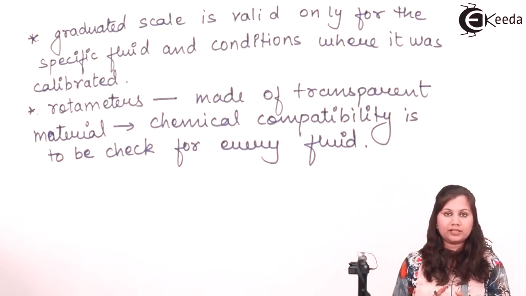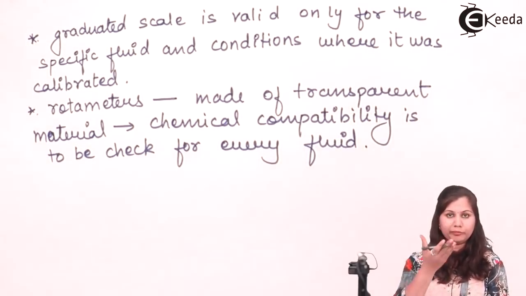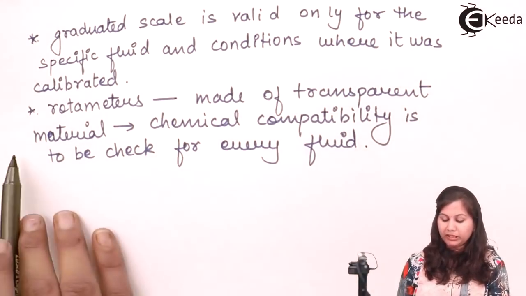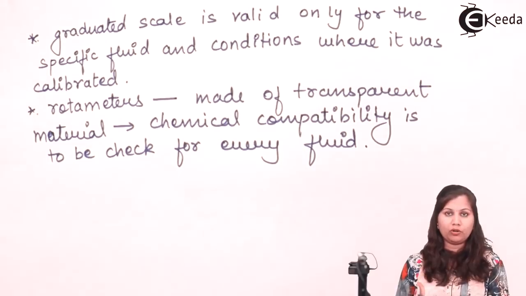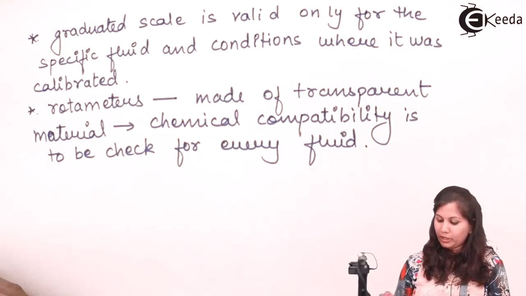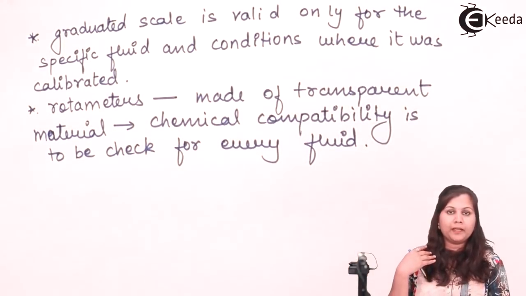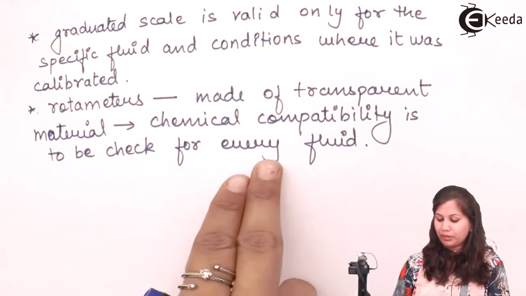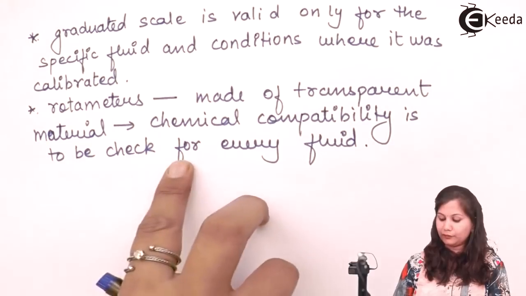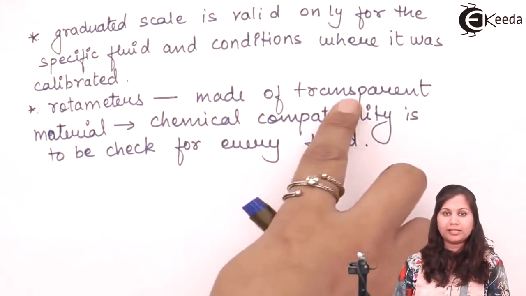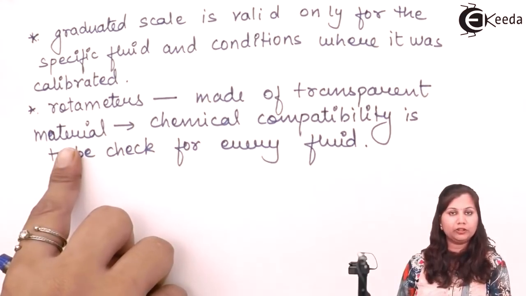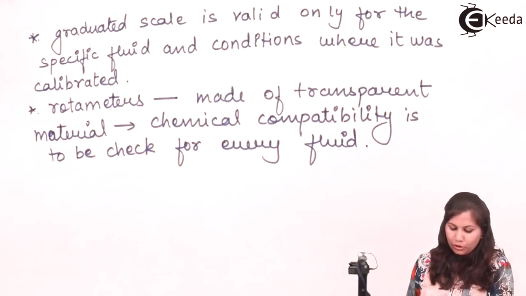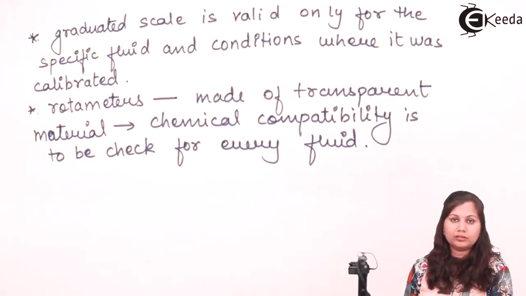Now, the rotameter tube is made of transparent material, glass, so that the operator can see the movement of the float. For the fluid whose flow rate we want to measure, we have to check the chemical compatibility of that fluid with the transparent material so that no damage can occur. So before doing any measurement, we have to check the chemical compatibility of that fluid with the material of which the rotameter tube is made. So these are the disadvantages of the rotameters.